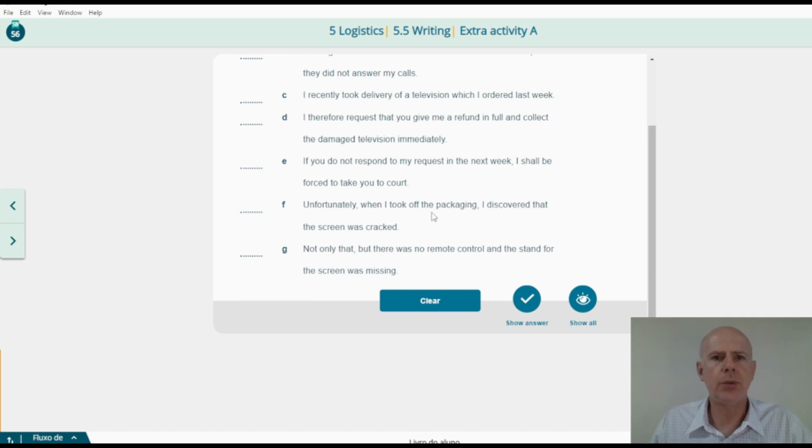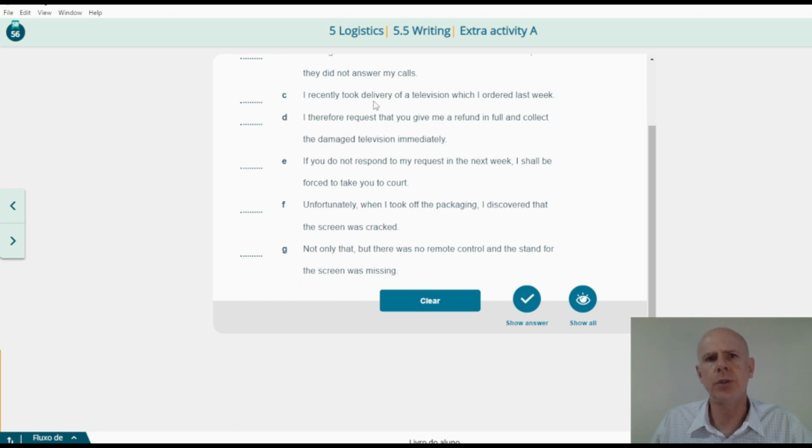Unfortunately, when I took off the packaging, I discovered that the screen was cracked. So you are showing the problem here. Not only that, but there was no remote control and the stand for the screen was missing. Oh, it's probably a very rare problem, right? But it was with this person and the person has to complain about that. But look, these ones are together. They are connected, right? Do you remember we saw a very good sentence to start?